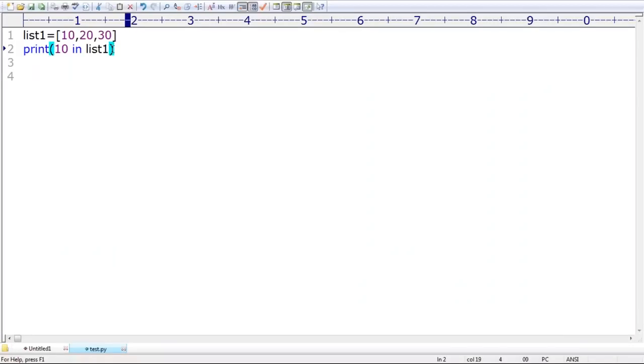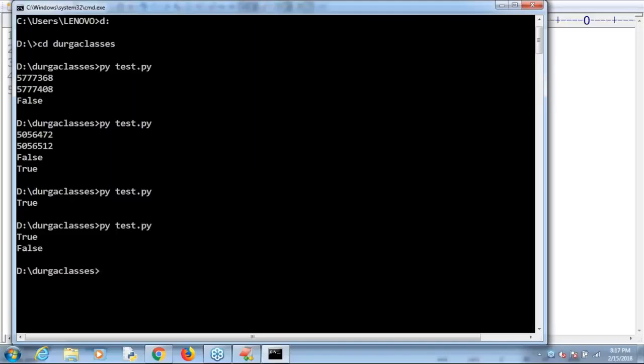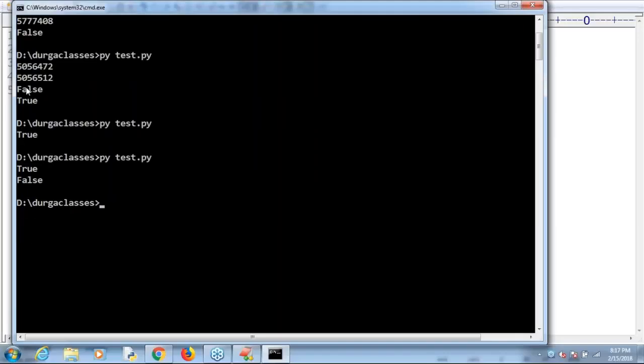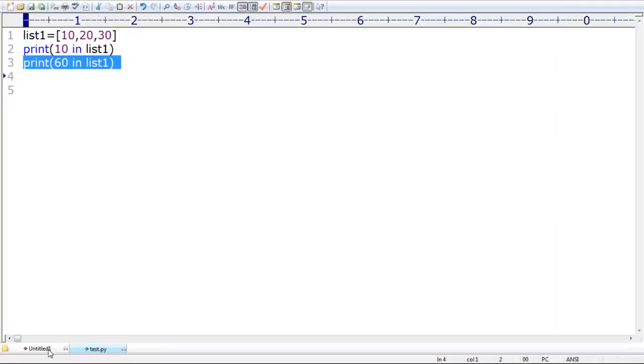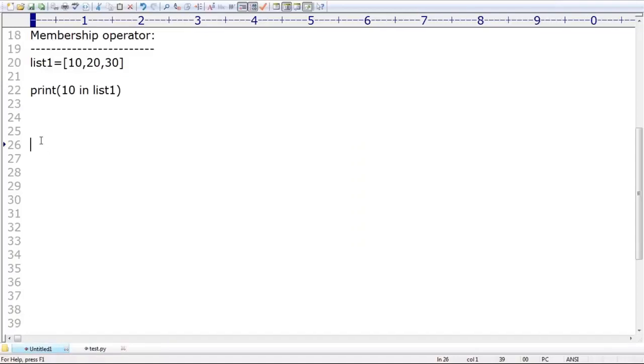Suppose I'm asking, sir, is 50 or 60 in list 1 or not? What answer are we going to get? False, because it is not in list 1. That's why False is the answer we are going to get by default. Sir, in and not in are the two membership operators, right? Sir, which are the identity operators? is and is not. Observe the difference, right?